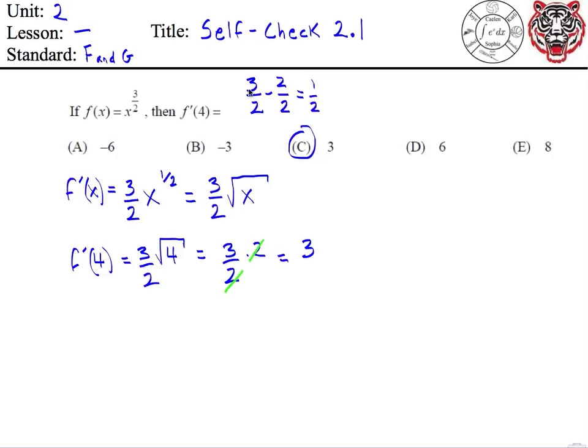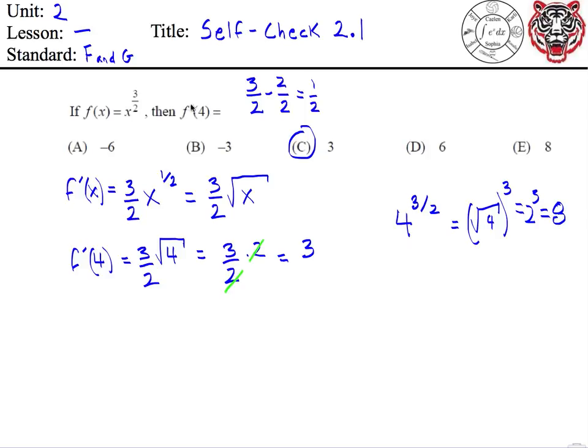Ah, okay, yeah. So you did 4 to the 3/2. You guys did do that correct because this is equal to the square root of 4 to the power of 3, which is 2 to the power of 3, which is 8. So you guys did that correct, but it was asking for f prime of 4, not f of 4. Yeah, see, that's what we got with it.